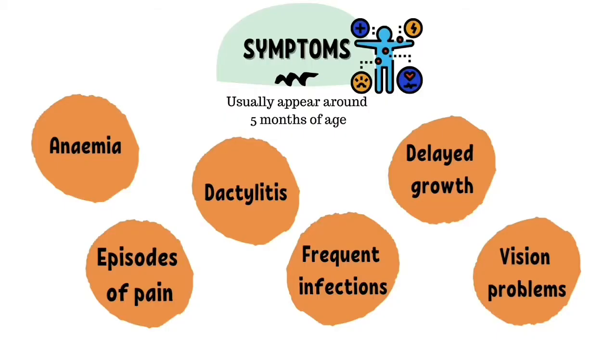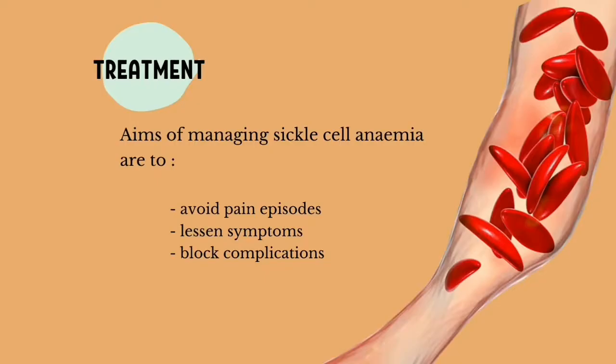The symptoms of sickle cell anemia commonly appear around 5 months of age, but they may vary from person to person and change over time. The symptoms may include anemia, where the body will have a low level of healthy red blood cells, episodes of pain that can last a few hours to a few days, dactylitis, which is a severe swelling of hands and feet, frequent infections, delayed growth or puberty in children, and also vision problems.